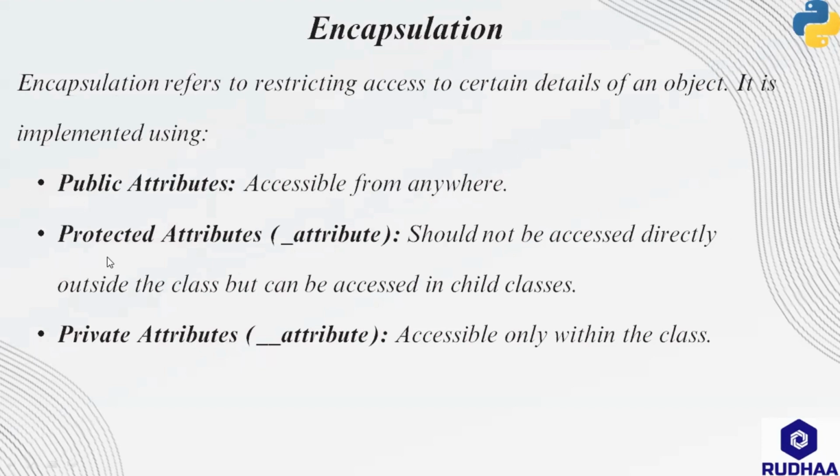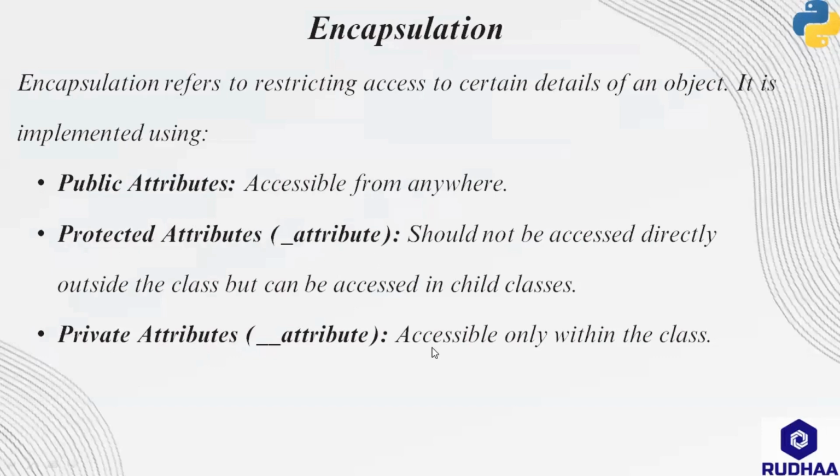So we have three methods of restricting the access. One is public attributes, protected attributes, and private attributes. Public attributes means they can be accessed by any people from anywhere. A protected attribute means it should not be accessed directly outside the class, but it is accessed inside the child class. So this access is given only inside the child class but not outside the class. When giving a protected attribute, the syntax should be a single underscore then the attribute.